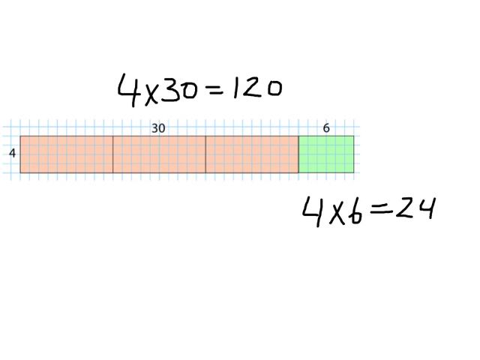So this green square shows 4 times 6, and if we were to count all the little green squares, we'd see that there are 24 altogether. So in total, this array shows 4 times 36, and we know that the answer is 144.